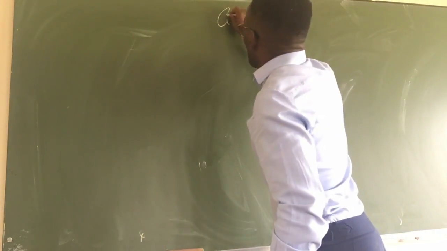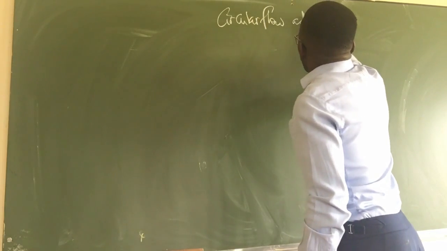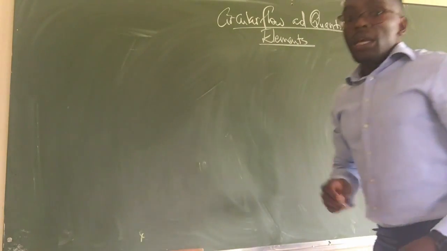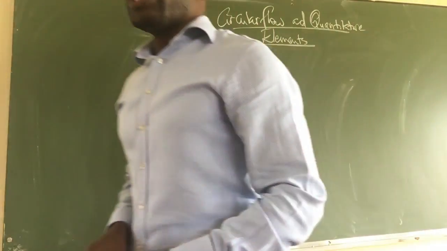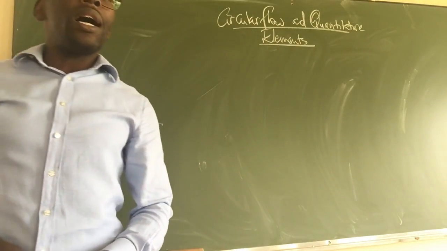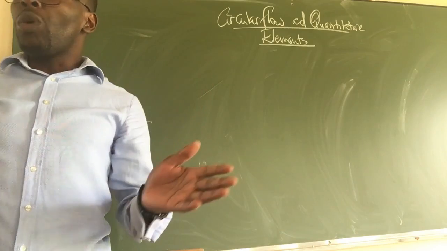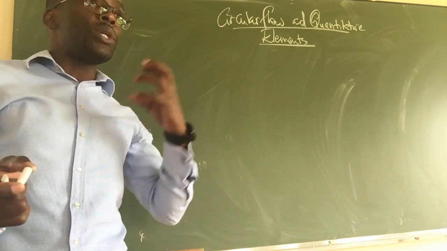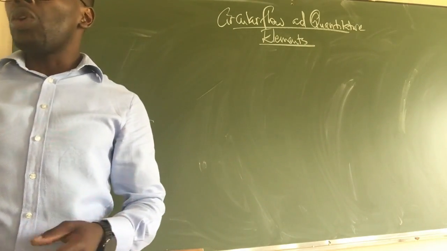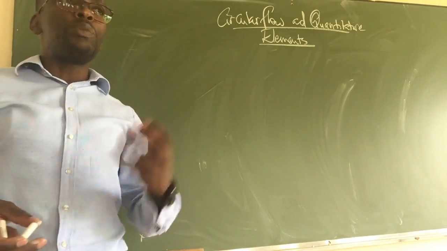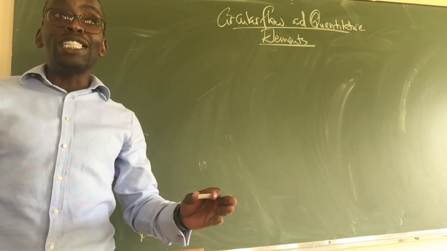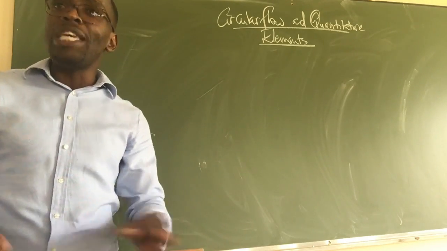In this lesson we are going to be looking at the circular flow and quantitative elements. Okay? And then what we now know is that our circular flow is generally an open economy. Is that correct? What was the difference that we noted between an open economy and a closed economy? An open economy has more participants than a closed economy.